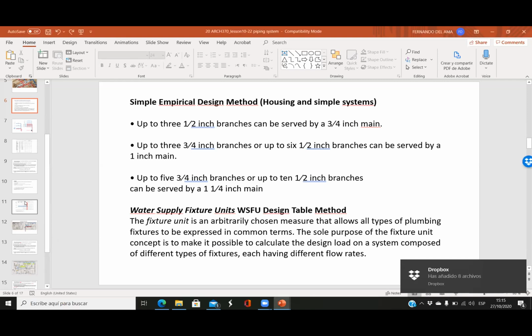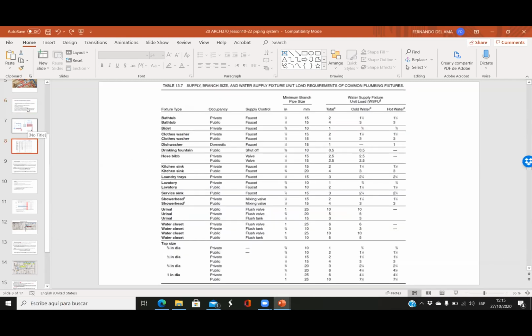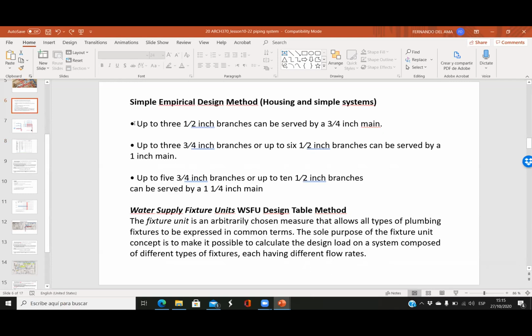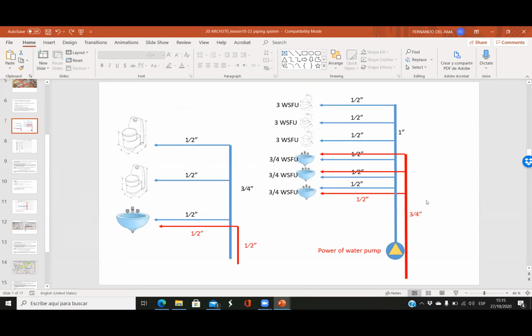And what else? Well, then I told you that there are rules of thumb, up to 3.5 inch branches. We need a 3/4 inch main. And I did this. Okay, so here we have different fixture units. And here, if we have 1, 2, 3, 4, 5, 6 and a half, we need 1 inch. This branch should be 1 inch. If we only have 1, 2, 3 and a half, we need the 3/4. Okay, so this is the rule of thumb.